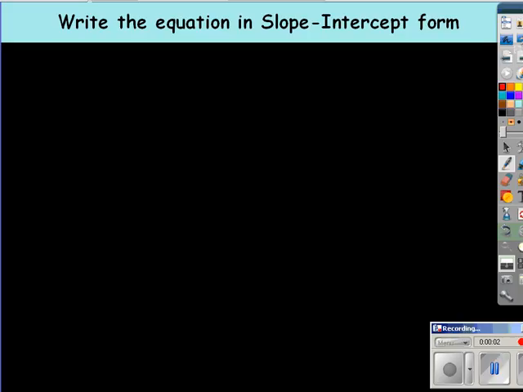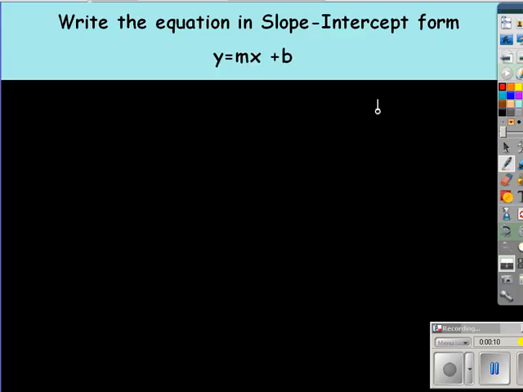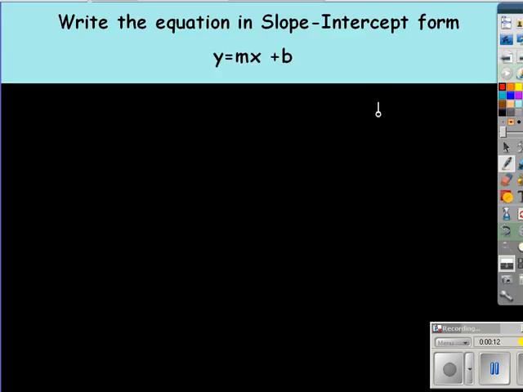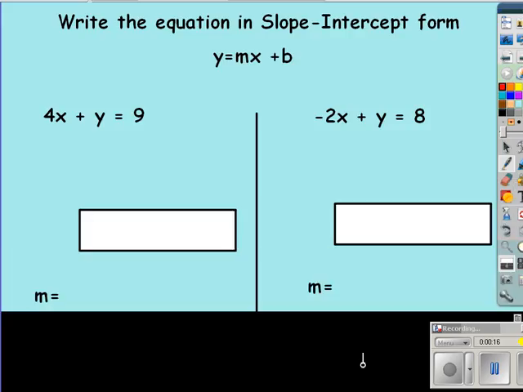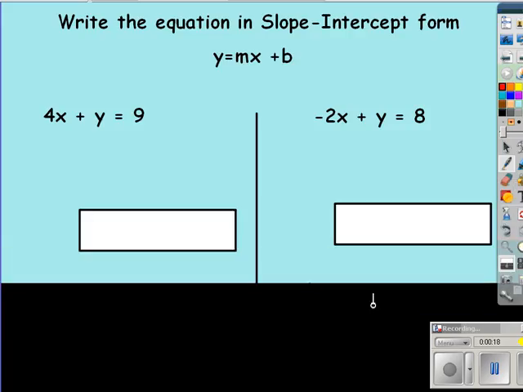All right, we're continuing to look at the slope-intercept form of equations. We're looking at putting equations that are not already in the form y equals mx plus b into that form. So we're going to look at these first couple examples here. The first one, 4x plus y equals 9.